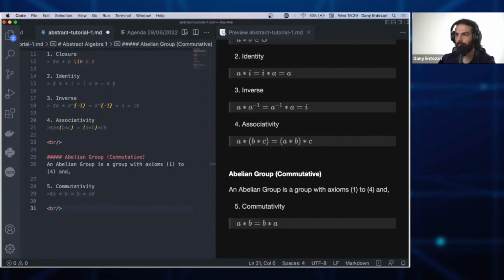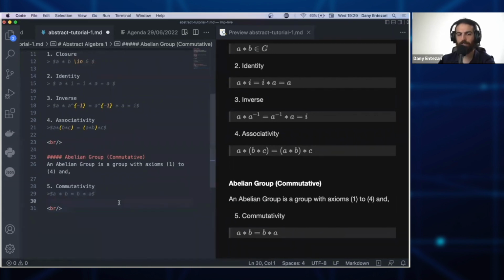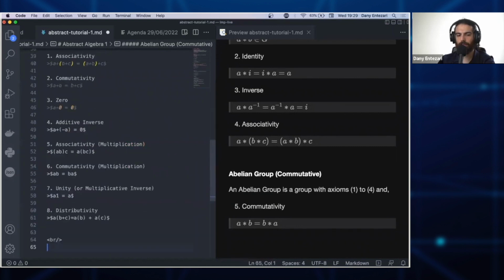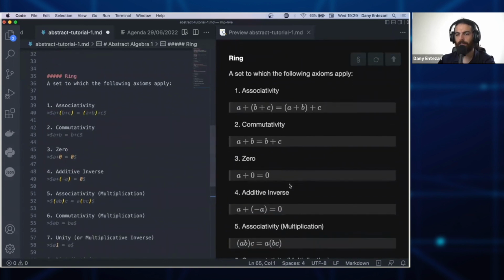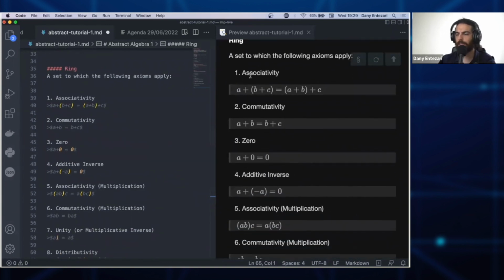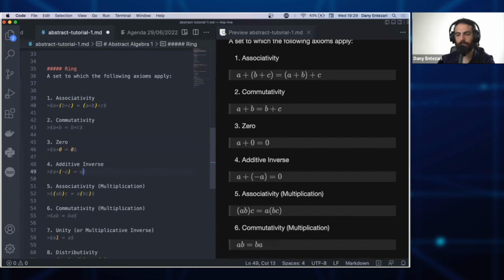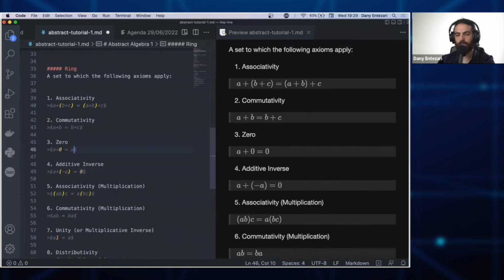And then we have a ring. Maybe just copy paste the whole set of axioms. You'll see where I'm going with this very shortly. We have the ring, a set to which the following axioms apply. You have associativity for addition, commutativity for addition. There is this zero element, so there's an element, A plus 0 is A.